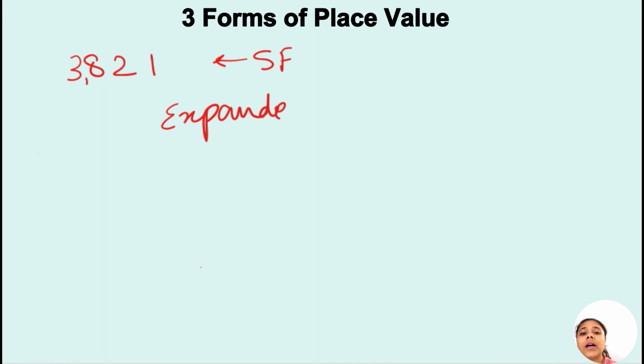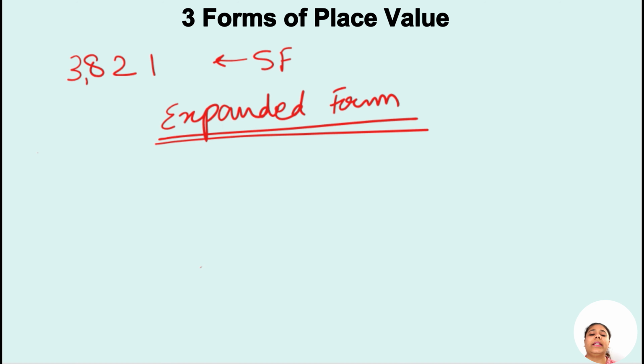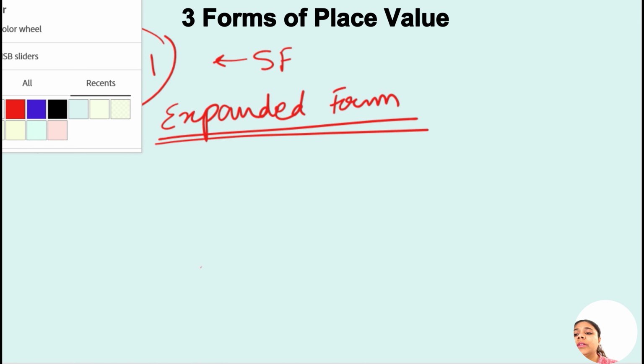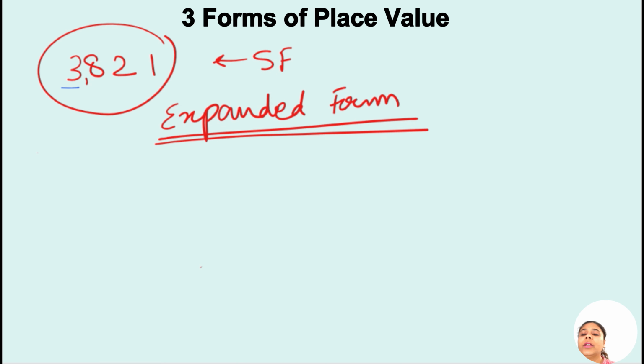Now let's talk about expanded form. This is the most asked question in the tests, homework, and even explained in your school. How do you expand the number? The standard form number, 3821. So how do we do that? We always start from the left side. Write 3. Now how many digits are there after 3? 1, 2, 3. 3 digits. So we place 3 zeros.